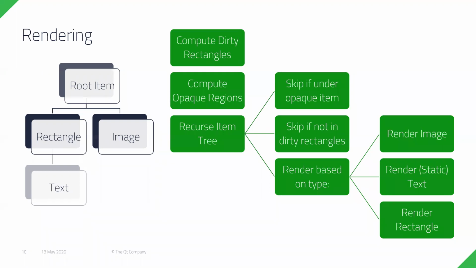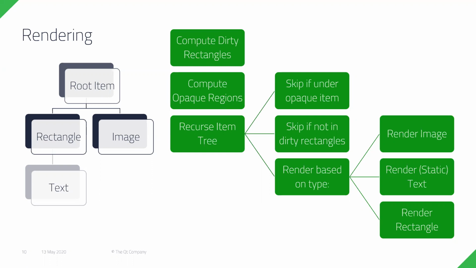Another thing that we do in an early step is compute which items are obscured by others. An opaque rectangle on a green background will hide anything that's underneath it. So if there's text underneath, that text won't be visible. We spend a little bit of time to compute which areas are obscured by opaque items in your scene. This allows us to skip rendering for the entire items altogether. After the two prep steps, we can enter the recursion into this tree.